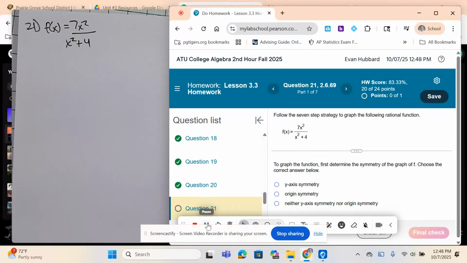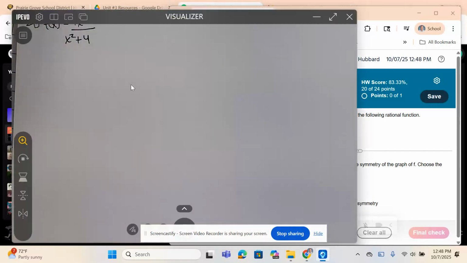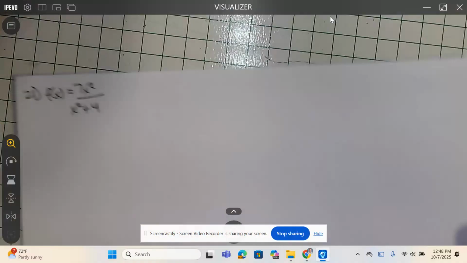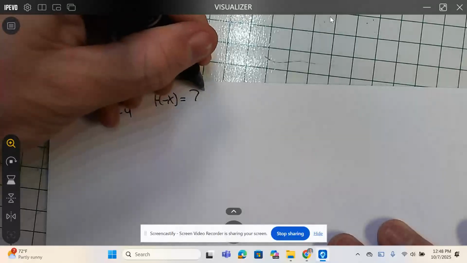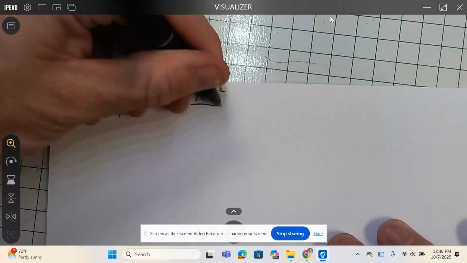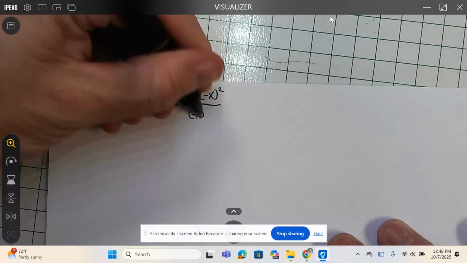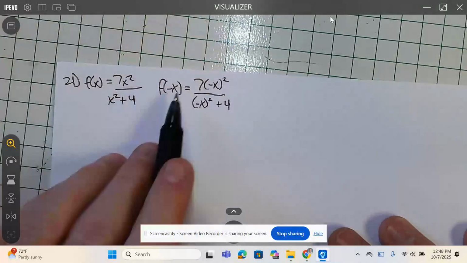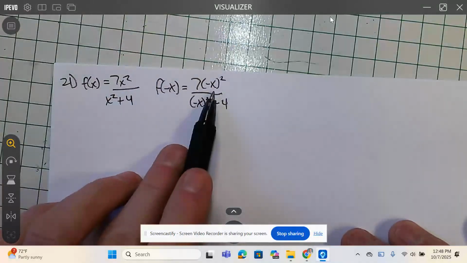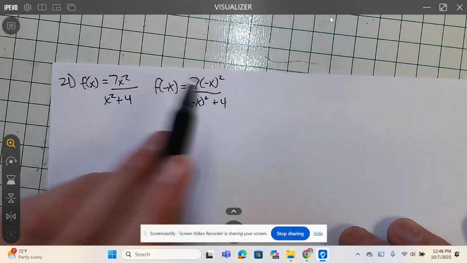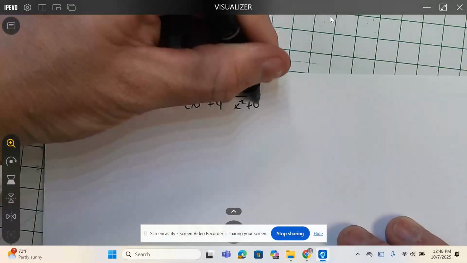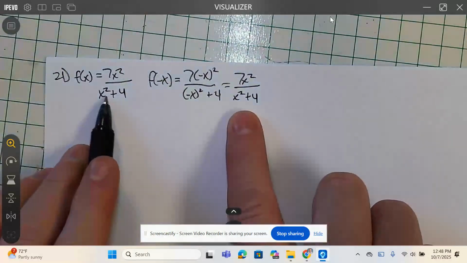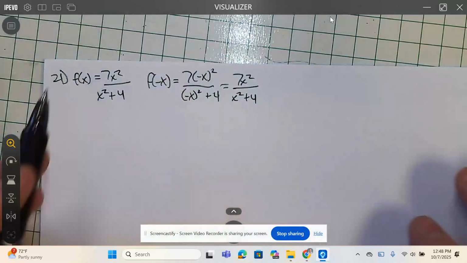All right, this one, looking at the symmetry, well, this symmetry is not very inspiring. f of negative x. Oh, man. Squared plus 4. So you plug in negative x anytime you see x, but what's negative x squared? Negative x times negative x would be x squared. So if you notice this time that these two are the same, f of x is equal to f of negative x.